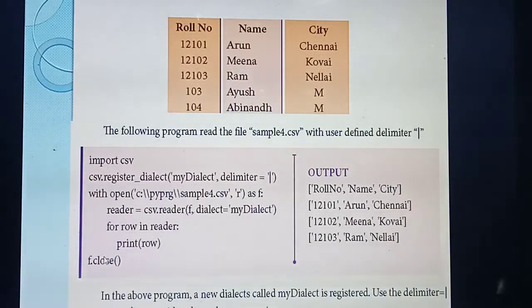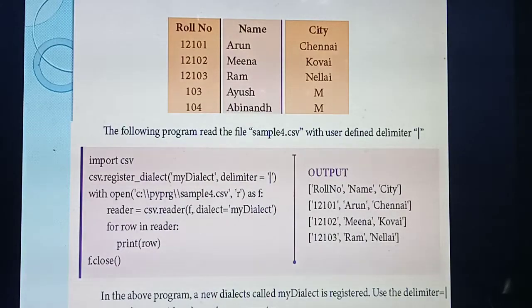Only the changes are in which line? Only the second line, with which symbol? The pipe symbol. Understand? See the output: roll number, name, city. See here, is the pipe symbol there? No. The pipe symbol gets removed. Understand? Okay.